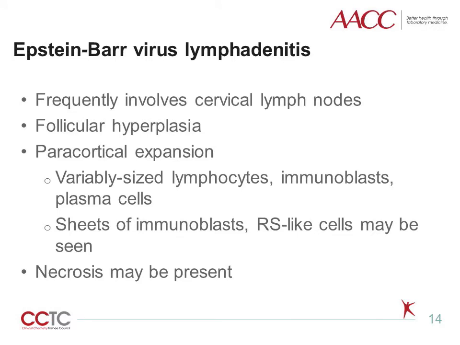Epstein-Barr virus causes infectious mononucleosis. EBV lymphadenitis commonly affects cervical lymph nodes. The lymph node architecture is preserved but distorted. Follicular and paracortical hyperplasia are present. The paracortex contains a mixed population of small lymphocytes, plasma cells, and immunoblasts. Monocytoid B cells and areas of necrosis may be present.